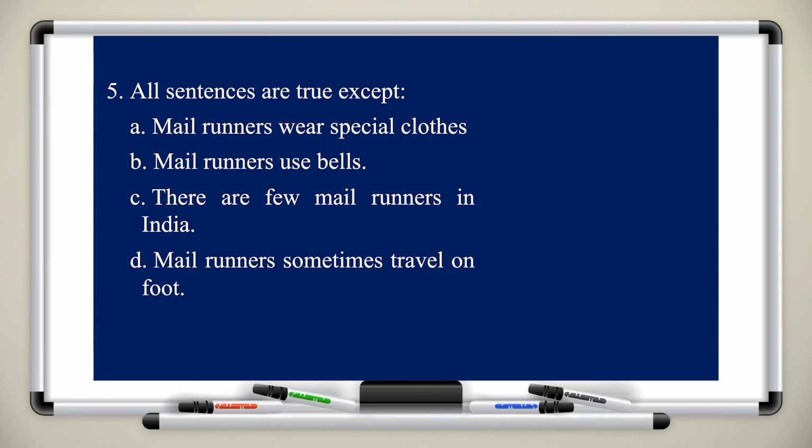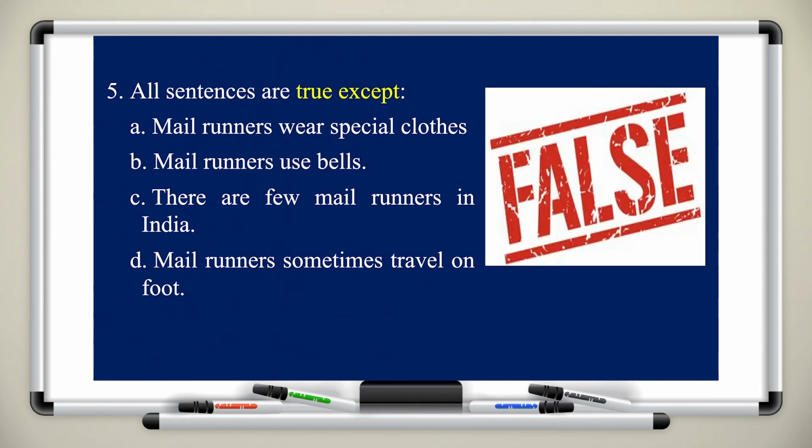Now, number 5, all sentences are true except. So we have 4 options or 4 answers. All of them are true except 1. We read the passage together. We understood the passage. And now what we have to do is very simple. You have to read all the answers and then figure out which one of them is not true. C is the answer. There are few male runners in India.